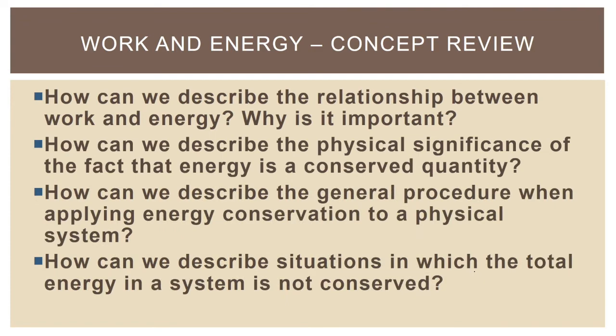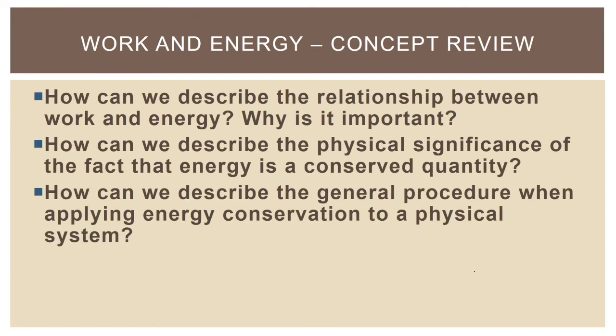We can also ask here, how can we describe the general procedure when applying conservation of energy to a physical system? And that's basically just applying what the thing says. We take the initial amount of energy and we just set it equal to the final amount of energy and we go to town. We substitute in for the equations once we identify which type of energy is present in the beginning and which type of energy is present at the end, and so on and so forth.